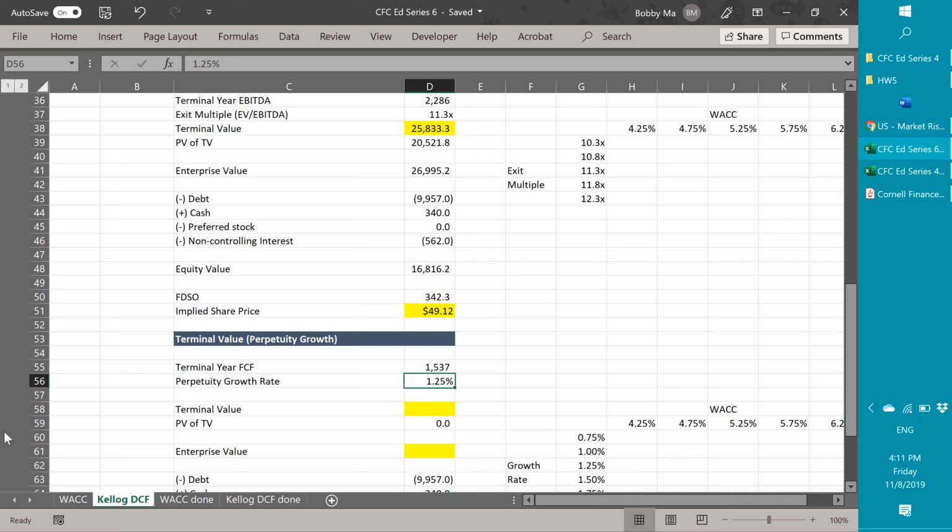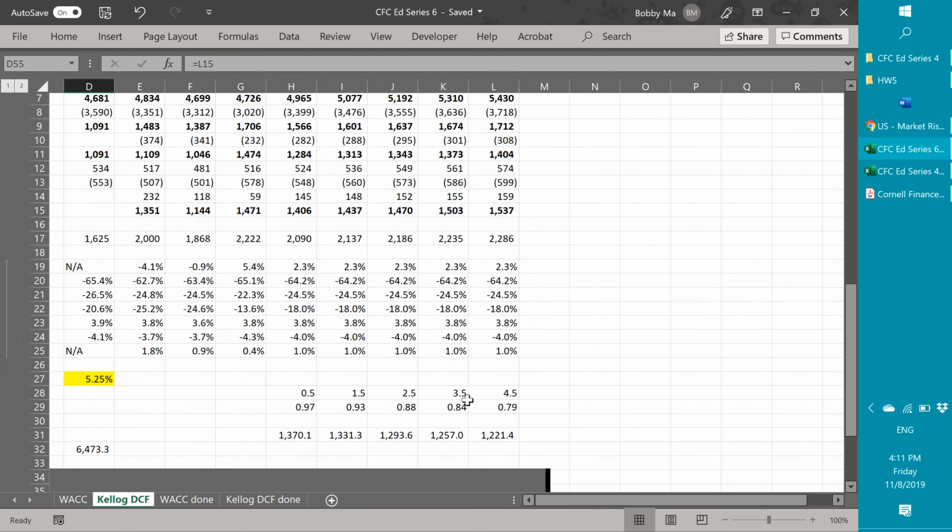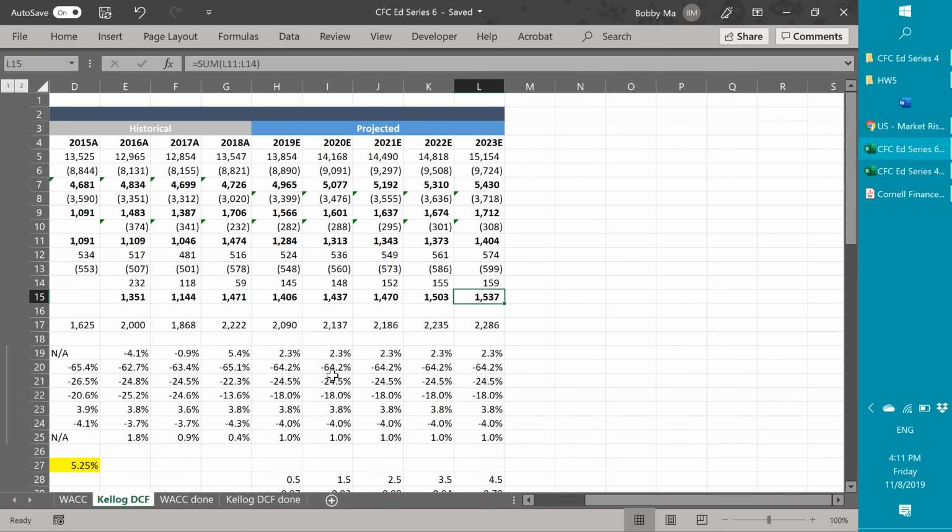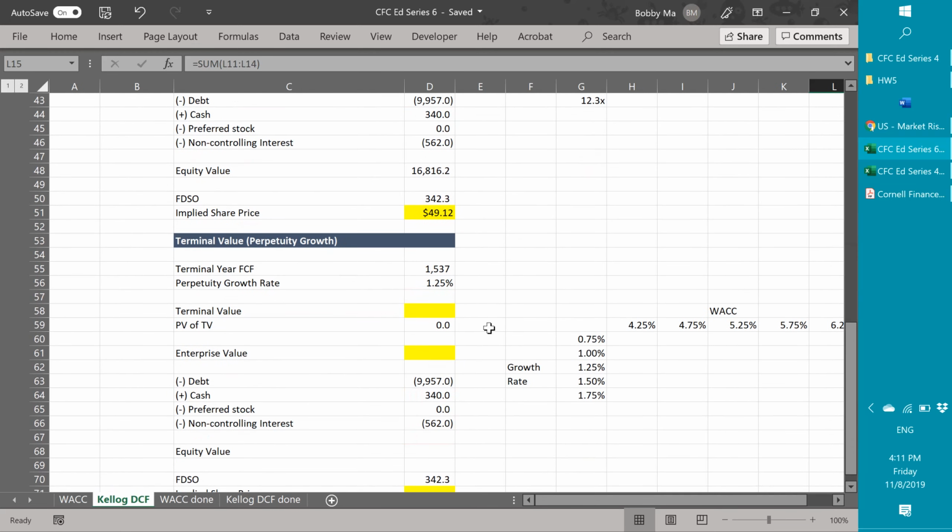The terminal year FCF, I know it's from the DCF that we did before, but what line of it is it? It's this line. Yes. So you have your 1.25% terminal year growth rate. So then your terminal value is just this times your growth rate.